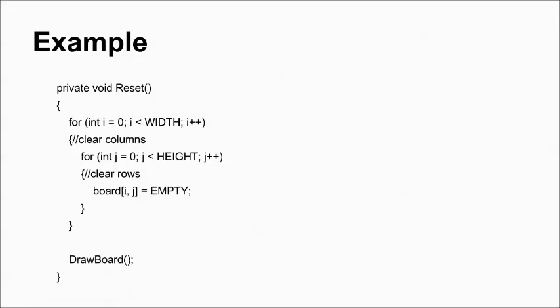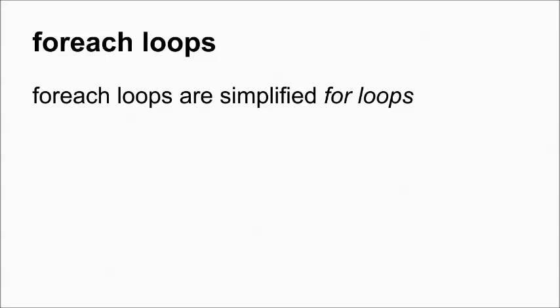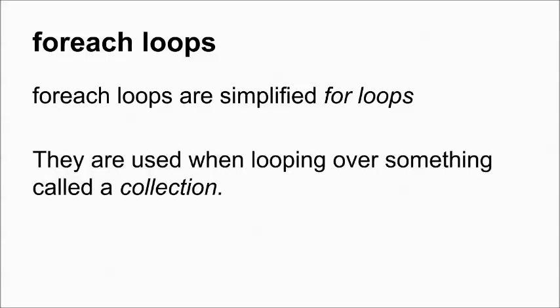Now let's look at another variation on the for loop called the for each loop. For each loops are simplified for loops, and they are great for iterating over things called collections. A collection is exactly what it sounds like. It's just a collection of stuff. So arrays are collections, lists are collections, maps are collections, sets are collections. Those are all data structures that contain other data structures. And for each loops are very convenient for iterating over those things.